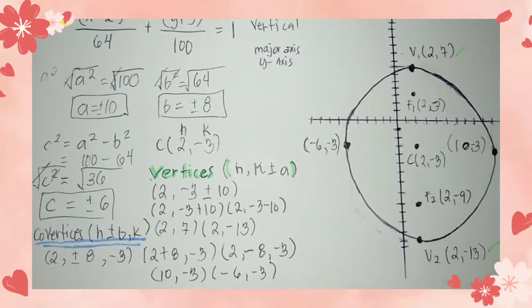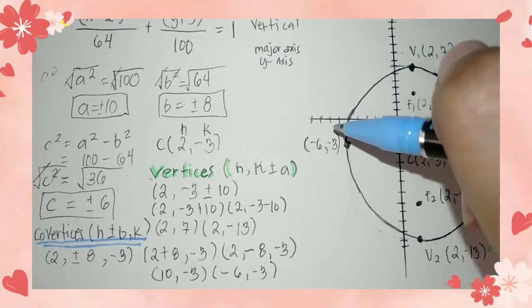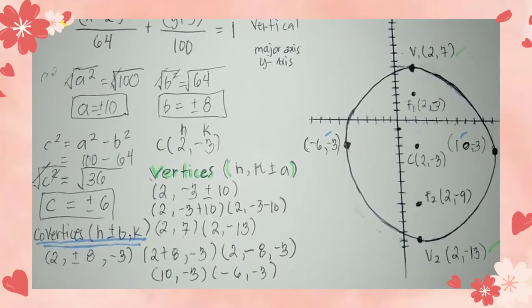So, let us see kung tama ba yung nakuha nating coordinates sa ating Cartesian plane. Or we have 10 and negative 3. Ito siya. Co-vertices 1, tama. And negative 6 and negative 3. Ito siya sa ating co-vertices 2. And then next is, of course, our foci.